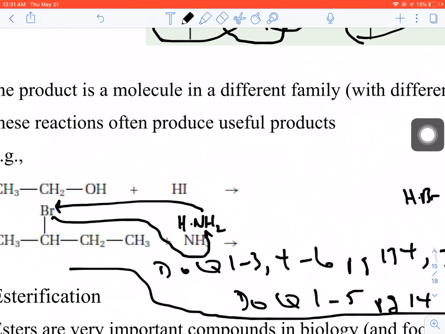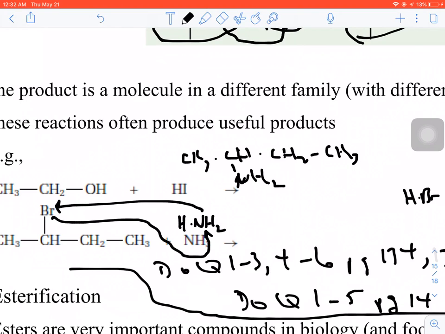So I don't know if I've got room to write. I'm going to write it up here. CH3, CH2, CH, CH, CH2, CH3, and on the bottom here, I'm going to have NH2. Right, so the NH2 that I had down here is now going to join the hydrocarbon chain, and I'm going to create one of the family, which is an amine. Right? Amines are molecules, hydrocarbons, that have an NH2 group on them.